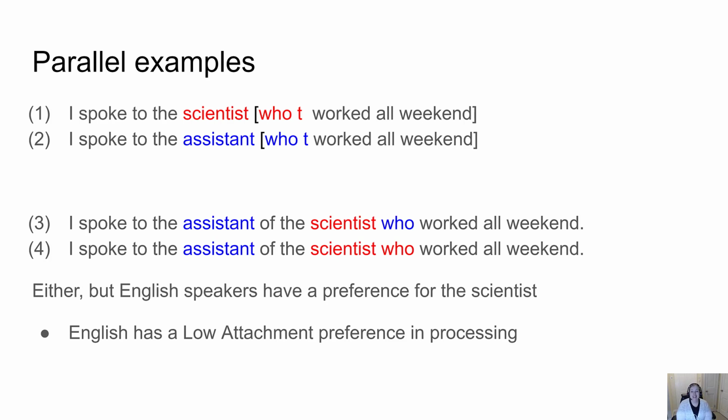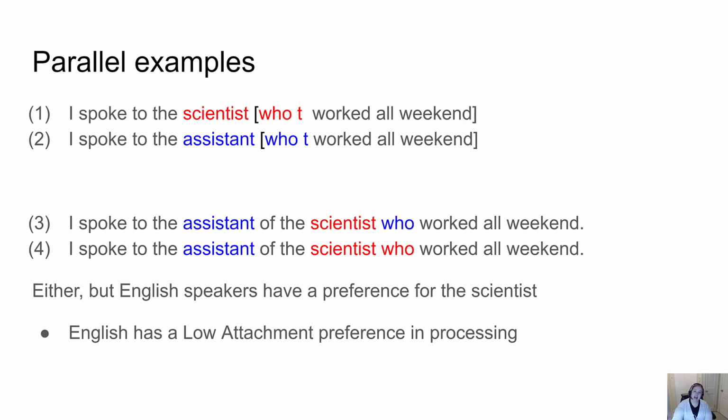English does have a preference for the scientist. We call this low attachment. In this literature, low attachment is an attachment to the oblique DP, right? And this is a sort of a processing phenomenon, okay? If you're curious, there's several proposals for why this happens, one of which is the fact that typically we would refer to the assistant of the scientist as the scientist's assistant.